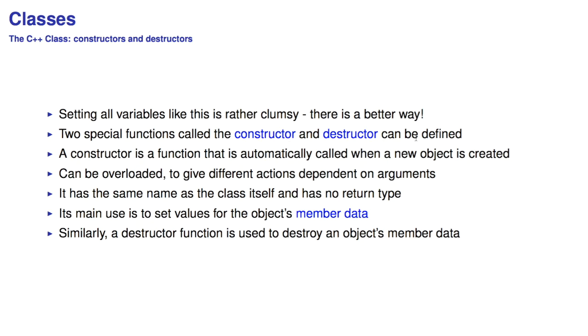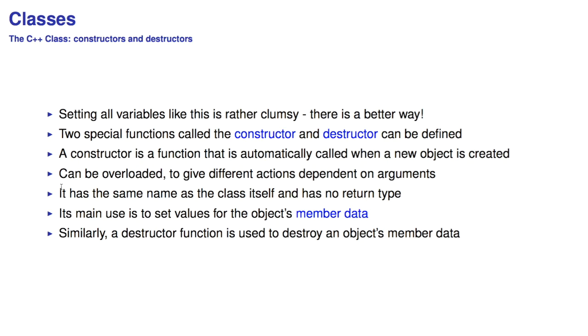They can be defined. If you don't define them, then the compiler will always generate a default constructor and a default destructor. So essentially, if you have anything special you want to do, you better define it yourself. A constructor is that function that is automatically called when a new object is created. So when we declare it. It can be overloaded to give different actions depending on the arguments. So essentially, well, we'll see an example of it in a minute.